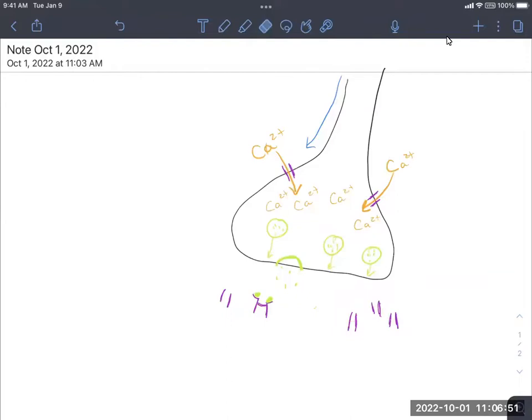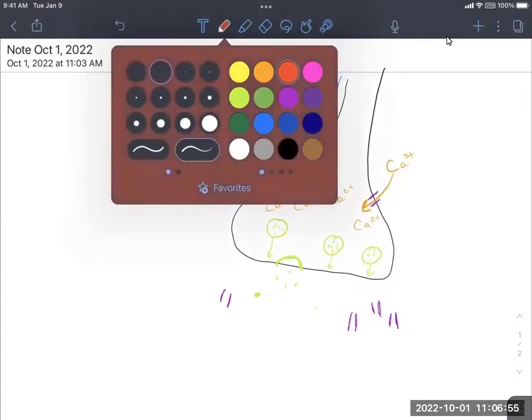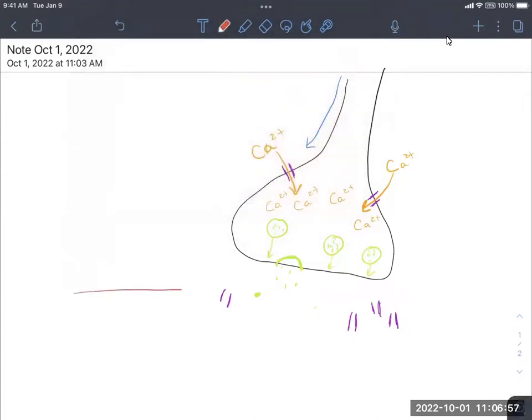Oops. Bye, muscle cell. Let's redraw that quick. Sometimes too much gets erased at once. There.